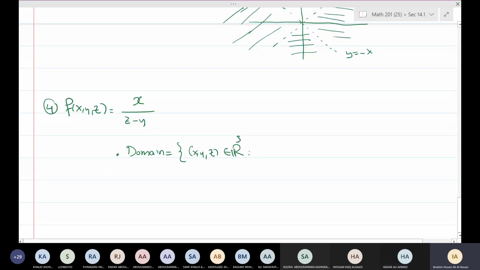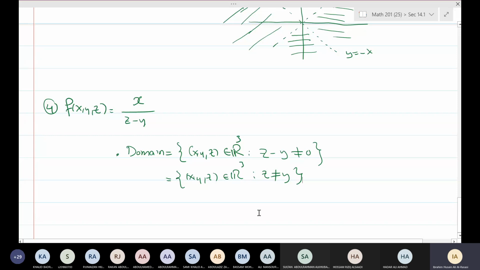Now the condition. What is the condition? x belongs to R and z minus y not equal to 0. This is enough: z minus y not equal to 0. This is h of x, y, z in R3, such that z not equal to y.